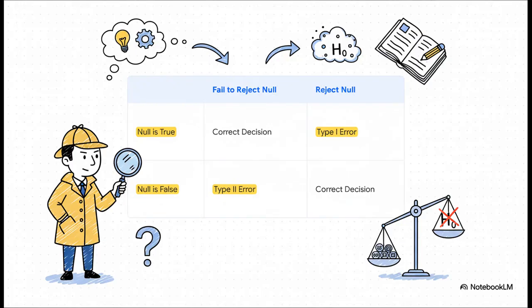This little table shows the 4 ways things can play out. A type 1 error, that's a false positive. It's when we reject the null hypothesis when it was actually true. In our detective analogy, this is convicting an innocent person. Ouch. A type 2 error is a false negative. That's when we fail to reject the null, even though it was false. This is letting a guilty person walk free. That significance level, alpha, that we said earlier, it directly controls our risk of making a type 1 error.